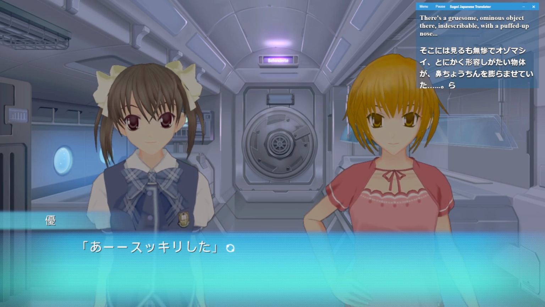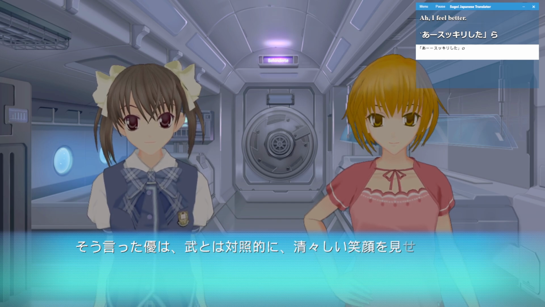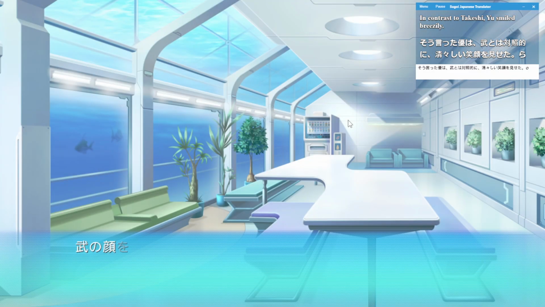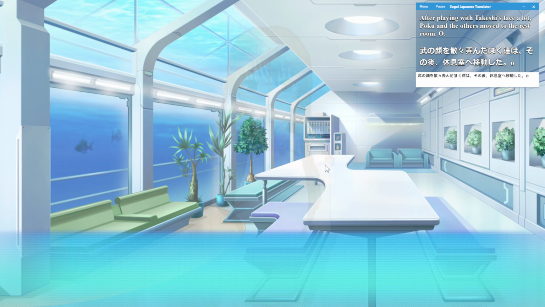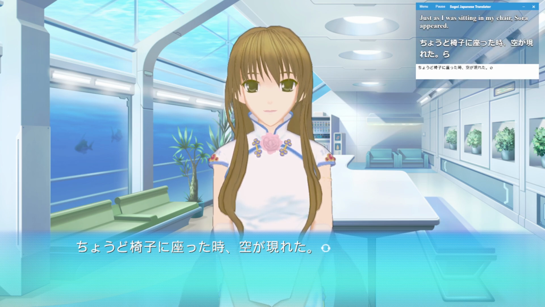Ah, I feel better. It's more like, I like it. In contrast to Takeshi, you smiled breezily. Well, Takeshi, I thought, was smiling. It just looks weird now. After playing with Takeshi's face a lot, I and the others moved to the break room. Just as I was sitting in my chair, Sora appeared.